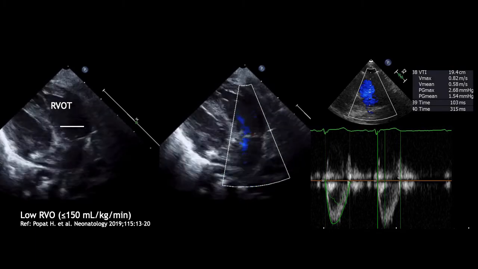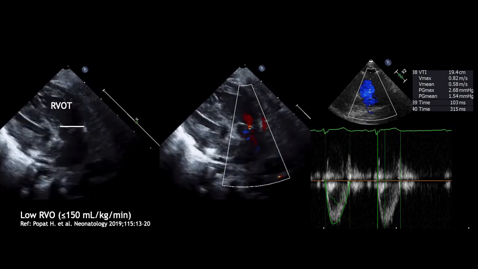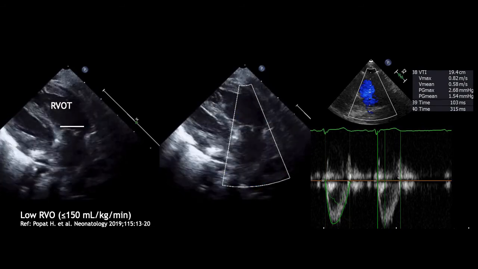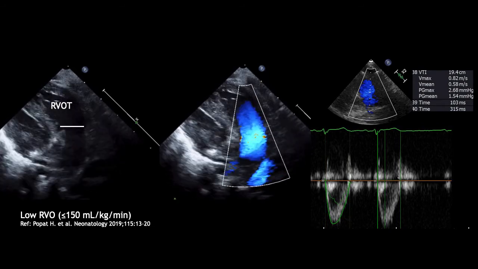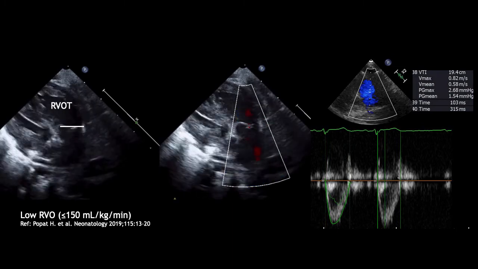So that's an example of RV outflow tract where we can measure the pulmonary valve and then use it to calculate the cross-sectional area. And then if you put your cursor at the tip of the valve and do a pulse wave Doppler, you get estimation of a Doppler at that area of the probe. And you can measure the area under the curve.